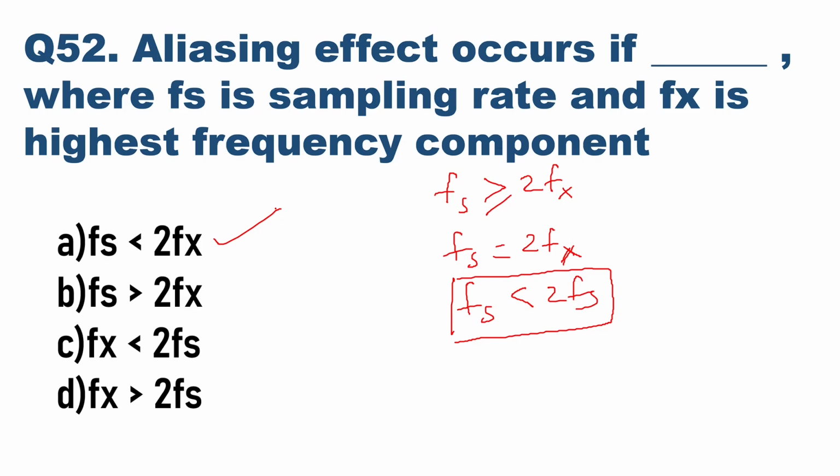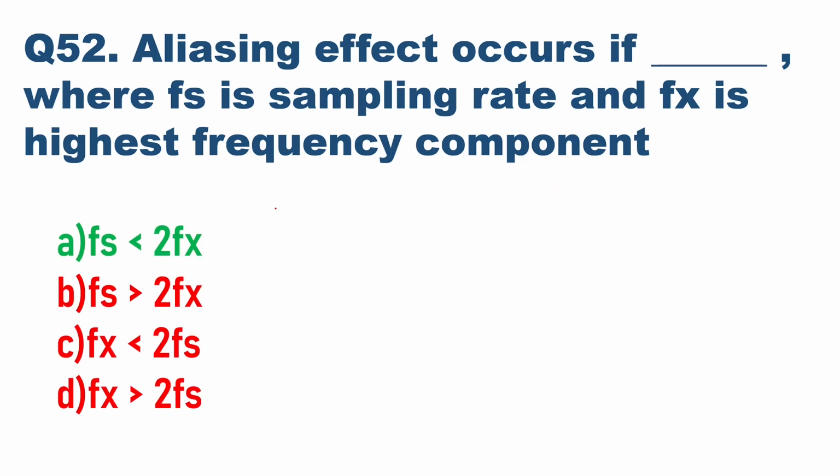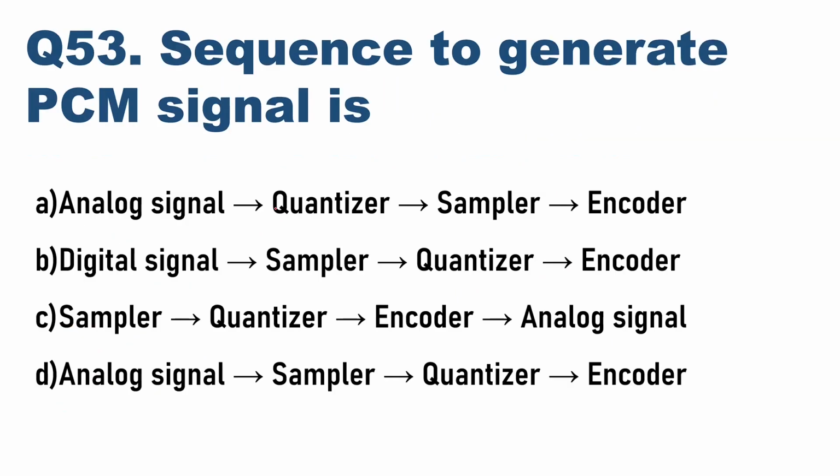In that case we get the effect which is called the aliasing effect, where the recovery of the information signal at the end will not be proper, and the frequencies of the spectrum will overlap on each other. So it is called the aliasing effect. Fs less than 2Fm, this condition will give the aliasing effect. Then we'll go to the next question, question 53.